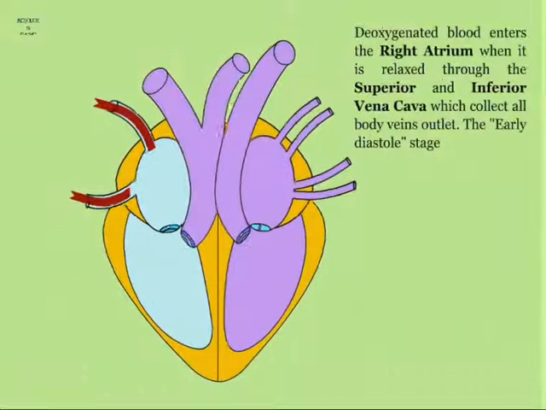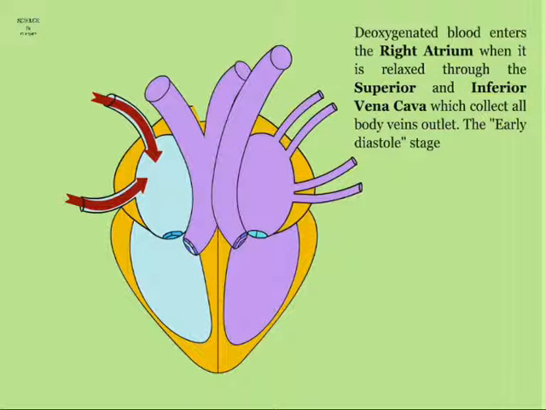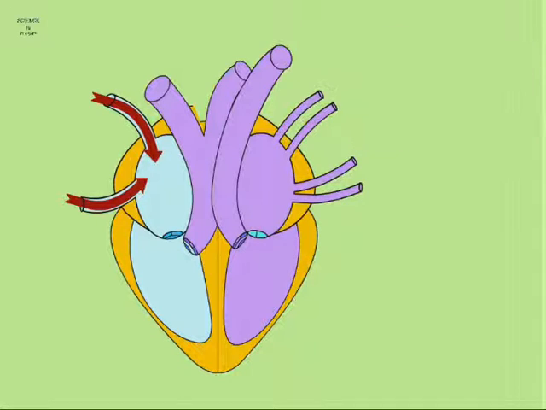Deoxygenated blood enters the right atrium when it is relaxed through the superior and inferior vena cava, which collect all body veins outlet, the early diastole stage.